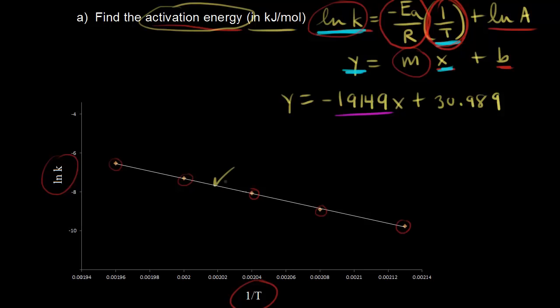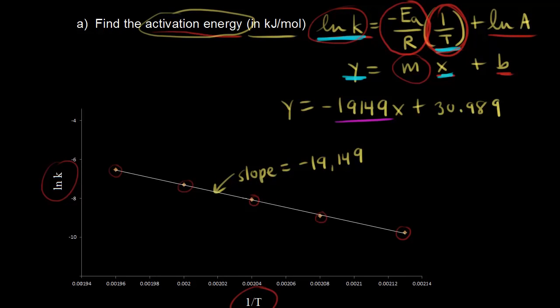And so the slope of our line, the slope of this line, is equal to negative 19,149. So that's what we just calculated. So to find the activation energy, we know that the slope m is equal to, let me change colors here to emphasize, the slope is equal to negative Ea over R.